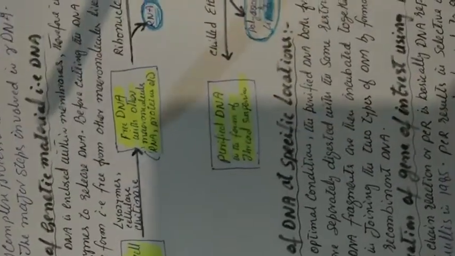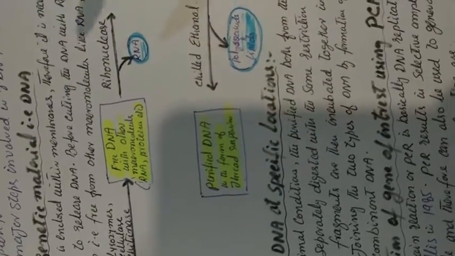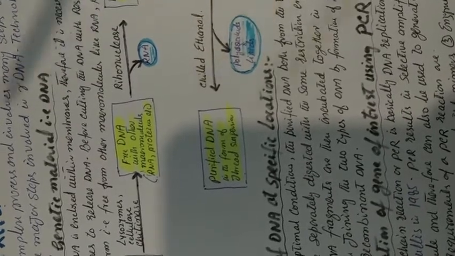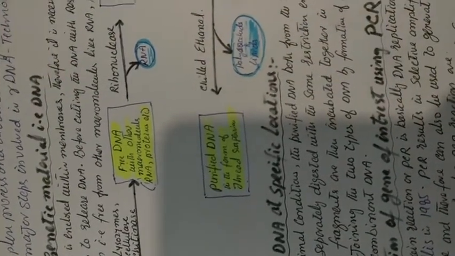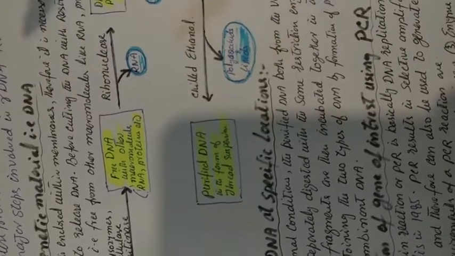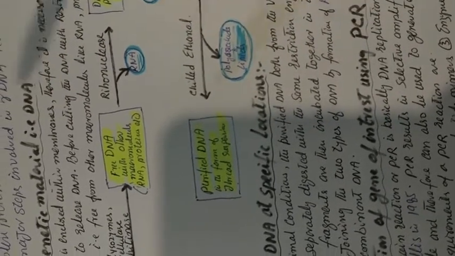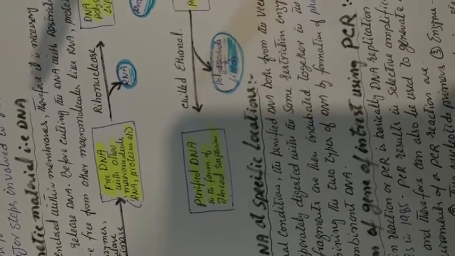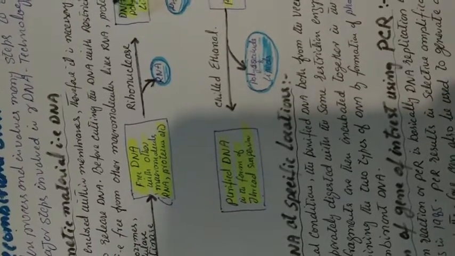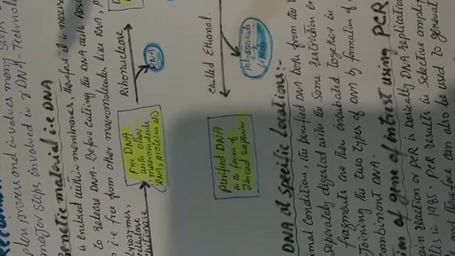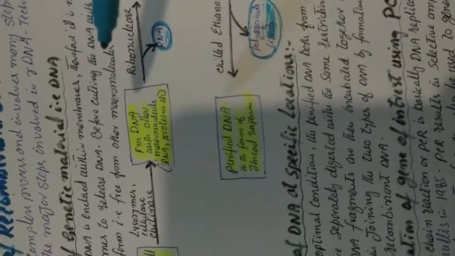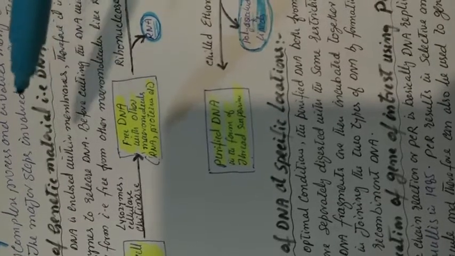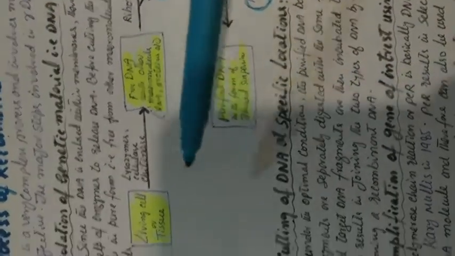Since DNA is enclosed within the membranes, it is necessary to break the cell with the help of enzymes to release DNA. Before cutting the DNA with restriction enzymes, it needs to be in pure form, that is free from other macromolecules like RNA, proteins, polysaccharides and lipids. Now the methods used for the isolation of genetic material, that is DNA, are shown in this sketch.